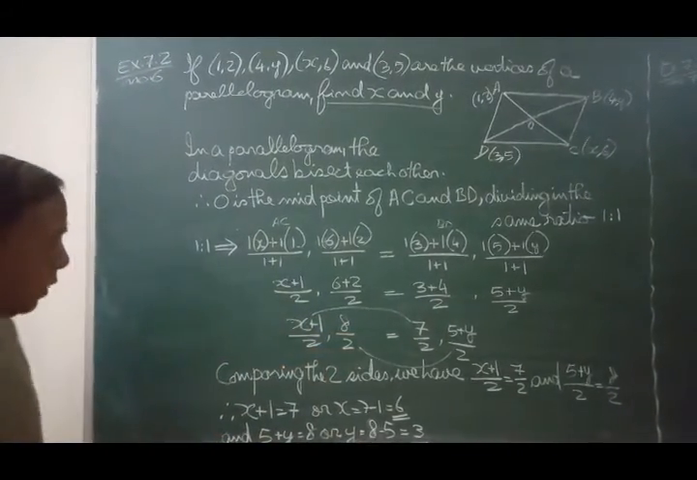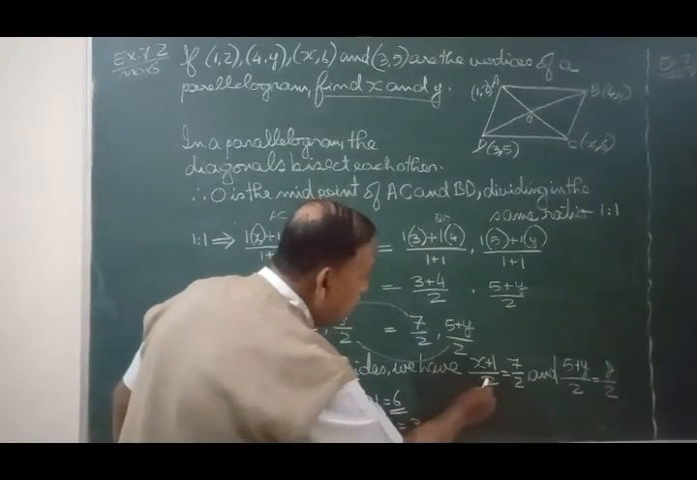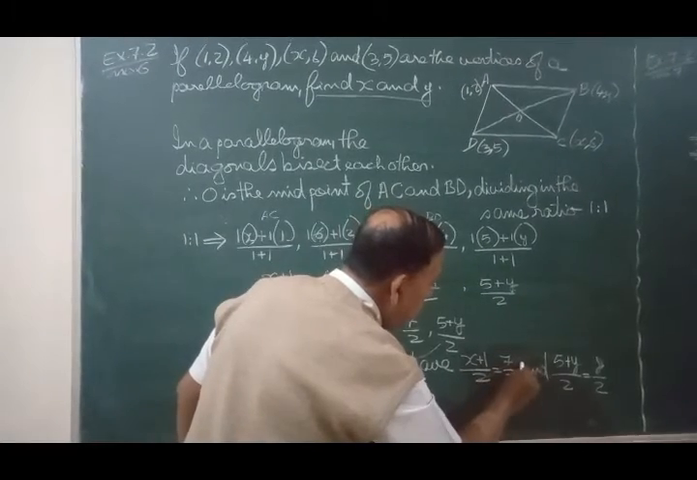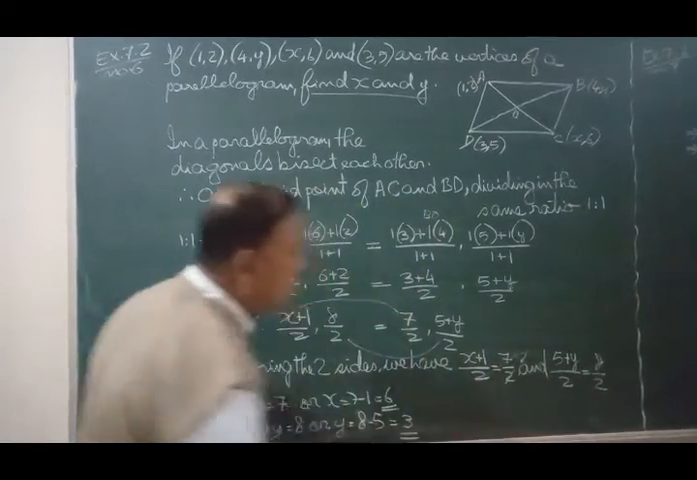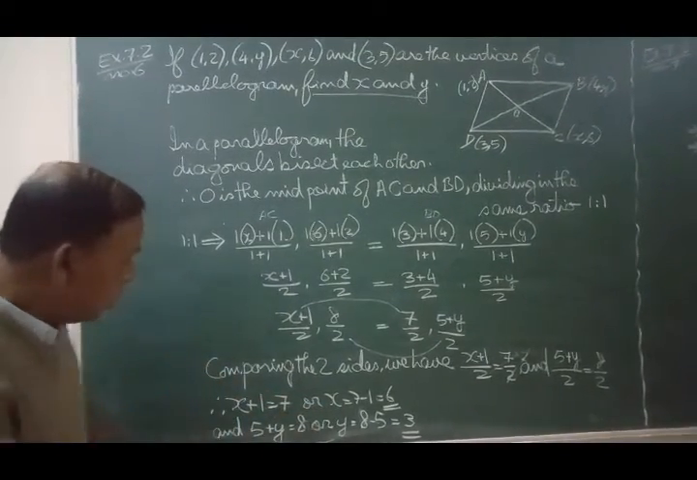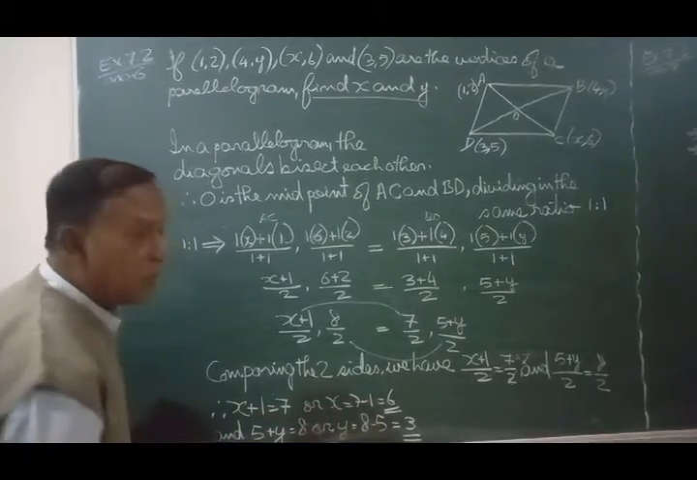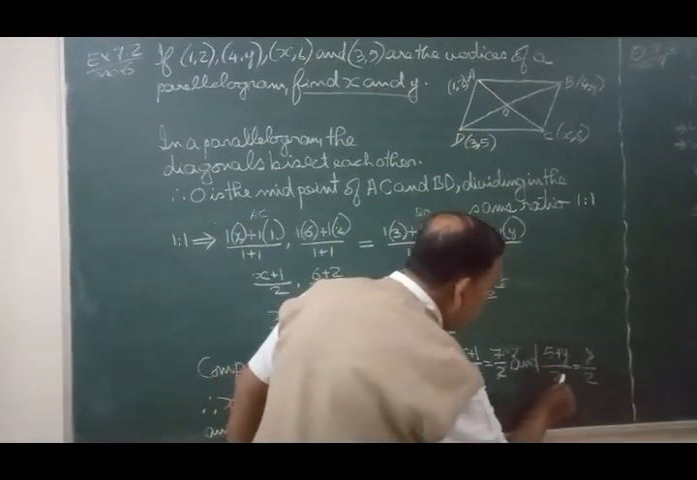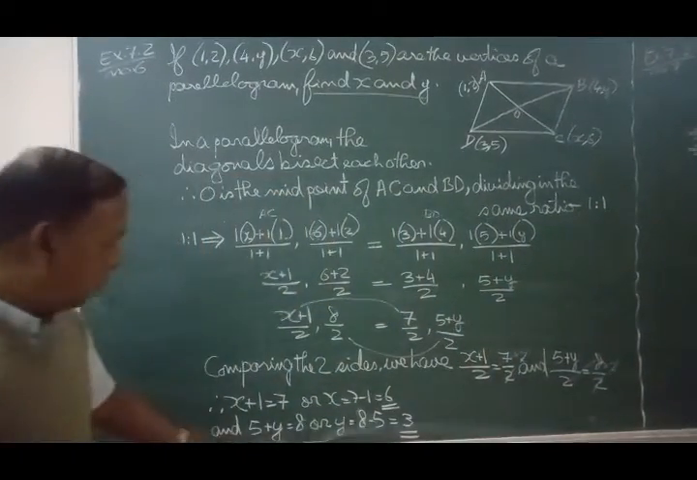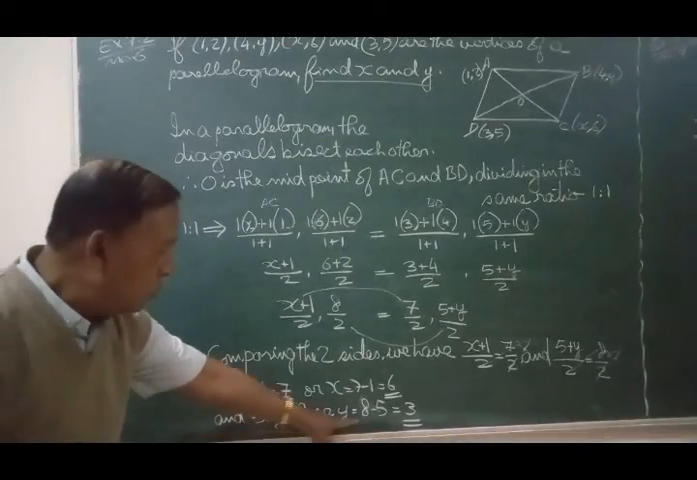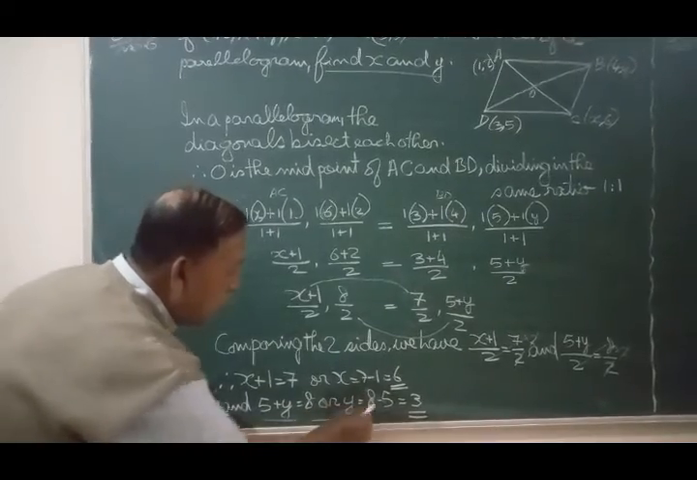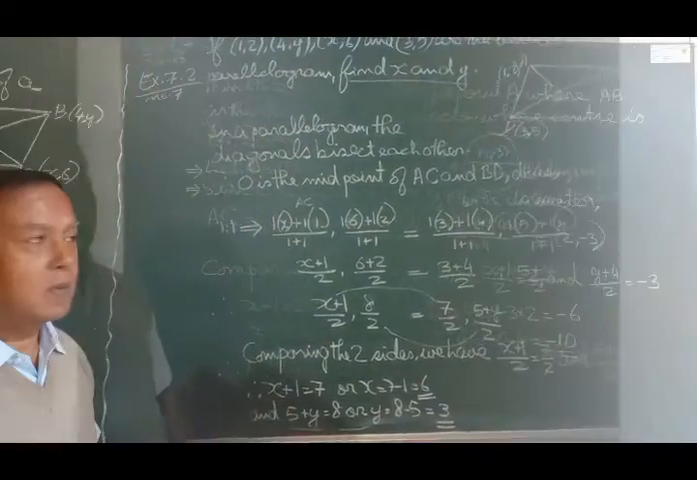Now we simplify. We just cross multiply, that means into 2, and then what do you get here? 7. When you cross multiply, you get 7, which means x is equal to 7 minus 1, 6. Similarly, here also you cross multiply, that means into 2, then you cancel, and we have got 8. Therefore 5 minus y is equal to 8, and y is equal to 8 minus 5, which is 3, and we have the answer.